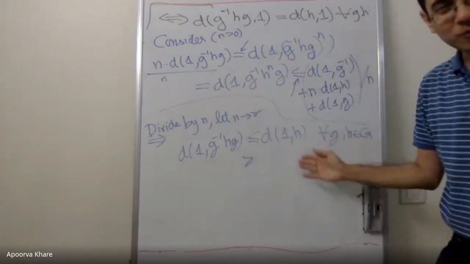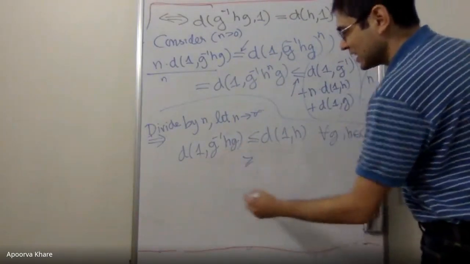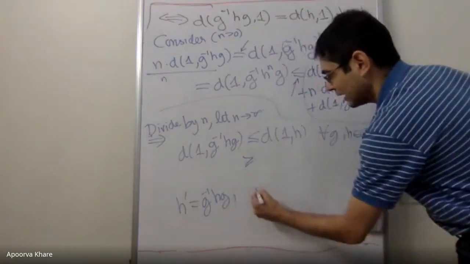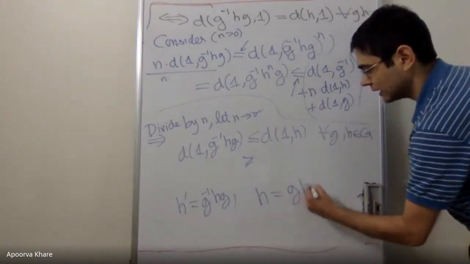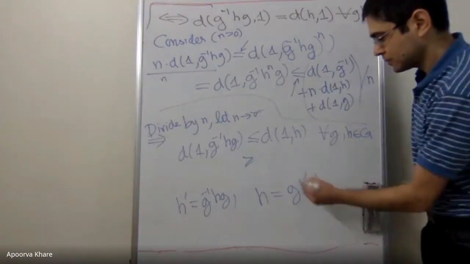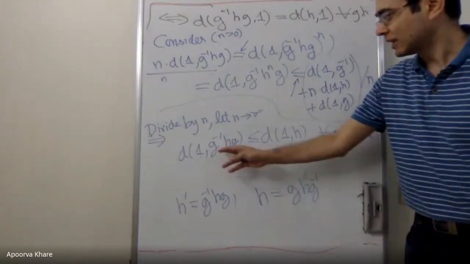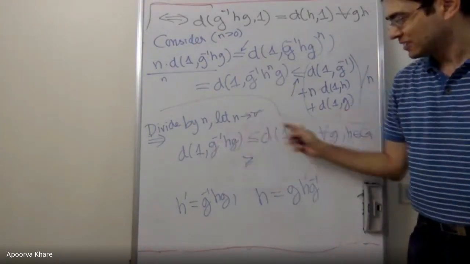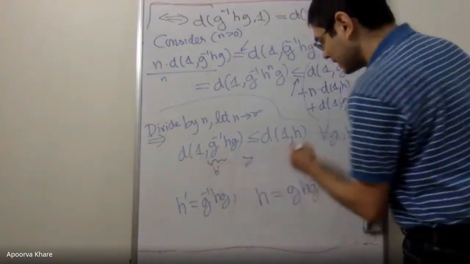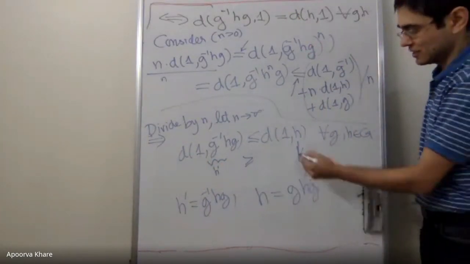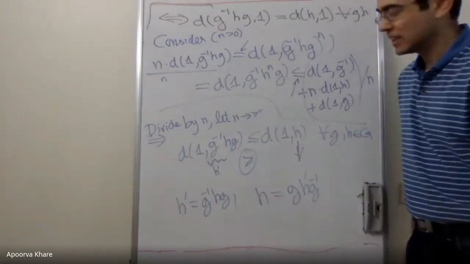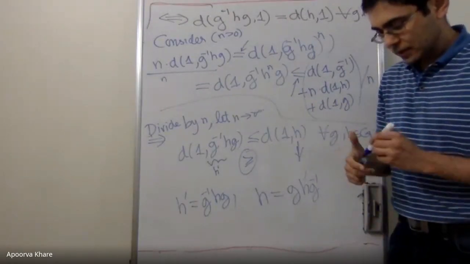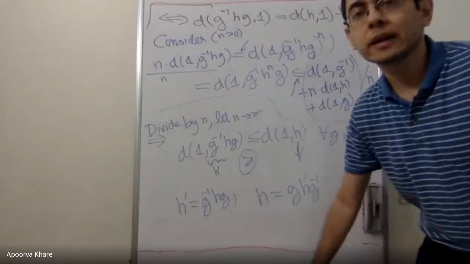But the point is, I can obtain this inequality, right? Because let me call h prime as d inverse h d, and then h actually equals d h' d inverse. All this is saying is that the distance from 1 to h beats the distance to any conjugate. But now the reverse holds, because I can call this h prime, and then this is a conjugate of h. Look, here it is. And that's why this reverse inequality also holds, and therefore I get equality here. And that's why my metric, which is left invariant and a norm, is right invariant. Okay, so that's the idea.